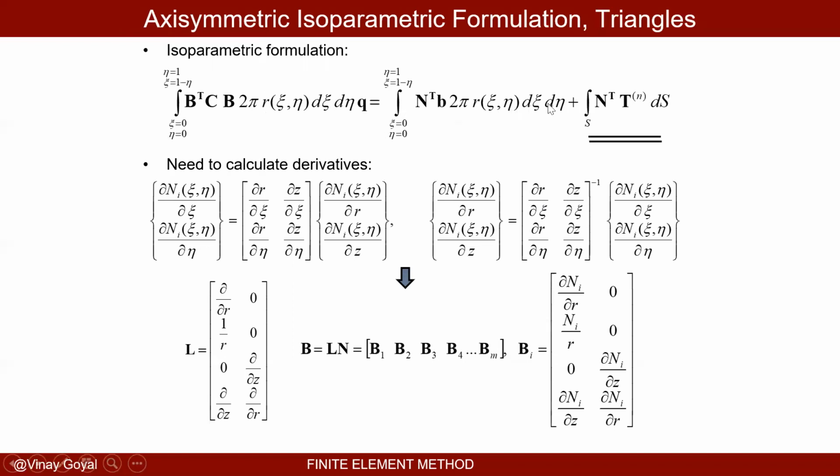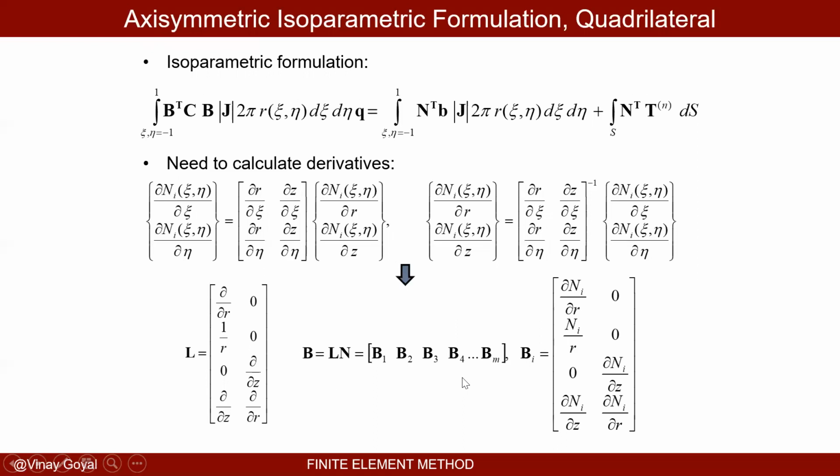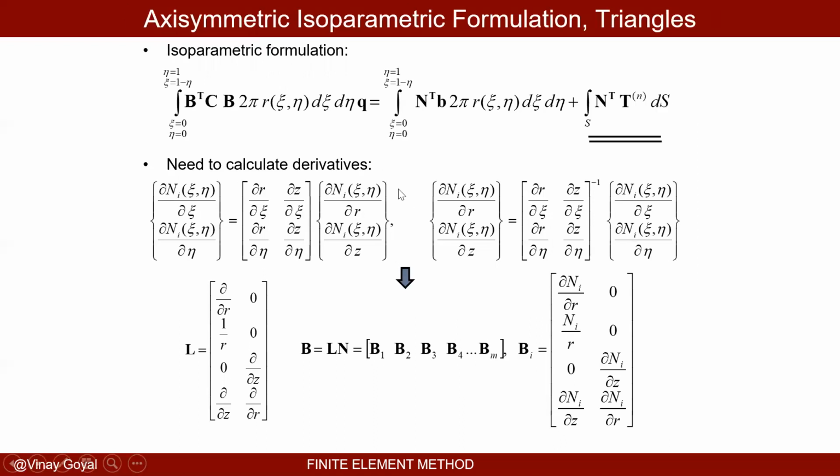For a triangular element, it's the same thing, but now the integral goes from 0 to 1 minus eta, and eta from 0 to 1. And that's how you'll do a triangular element. But basically, that's the procedure. Same thing for quadrilateral element. For triangular element, it's just the integral now goes over a triangle rather than a square.